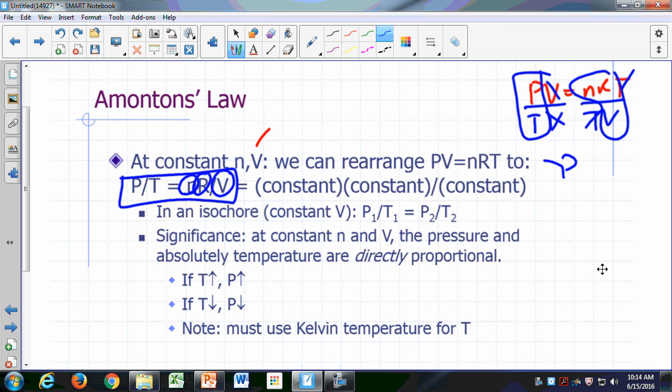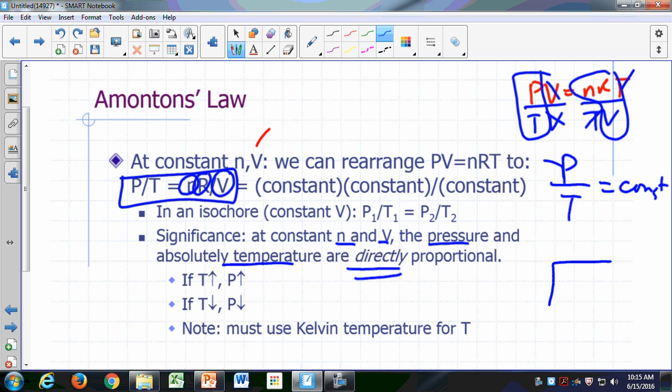So P over T is a constant, and again here you see the ratio of two things is a constant, then that means those two things are directly proportional. So the significance of this result is that you can say for a fixed amount of gas at constant volume, pressure over absolute temperature is constant.